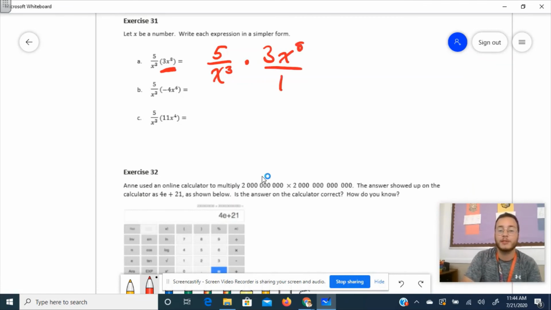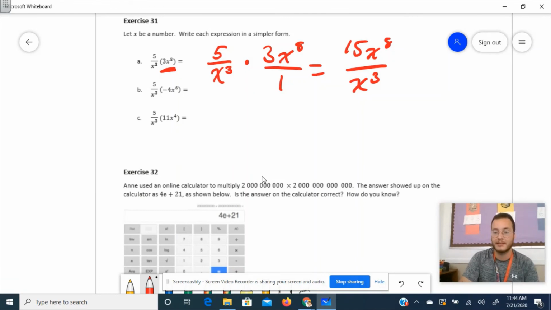And then whenever I multiply that, guys, I just multiply across. So 5 times 3 is 15 times x to the 8th power over x to the 3rd power times 1 is just x to the 3rd power. And then boom, I can simplify that. I have the base is x, but I have 15 being multiplied by that, remember? If it was 15 over a number, I would divide it, but 15 is just being divided by a 1 right here. Because remember, x's coefficient is always 1 if it's not there. So 15 divided by 1 is 15.